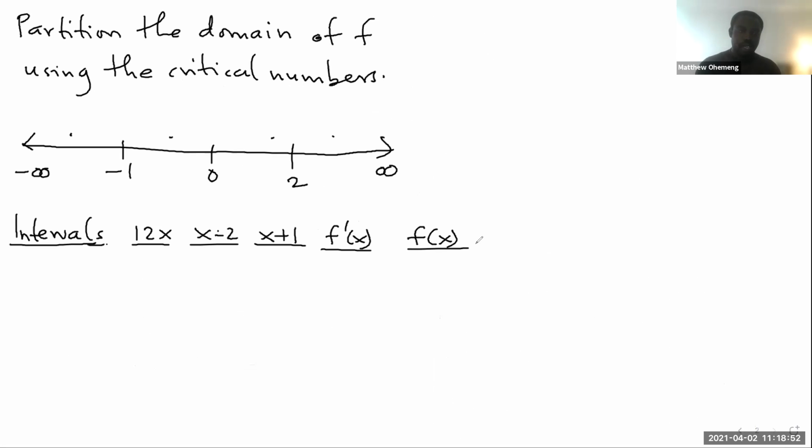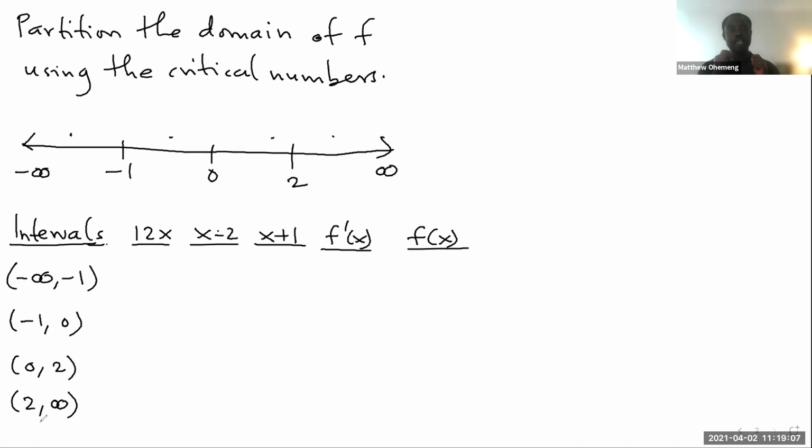Okay, so now what are my intervals? Looking at the partition we created up here, the intervals are -infinity to -1, -1 to 0, 0 to 2, and then 2 to infinity. Now, all that we need is to just identify the sign. Just look at the interval and identify the sign of the expression in that interval, right?